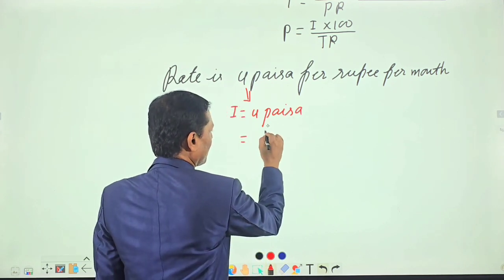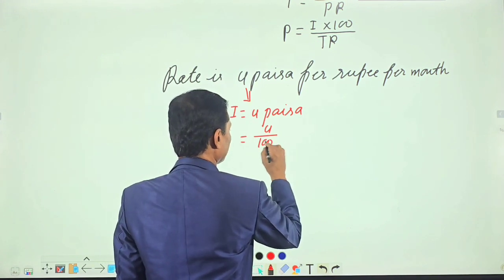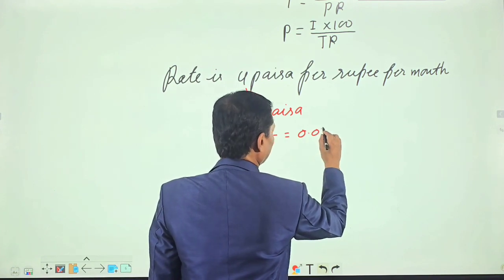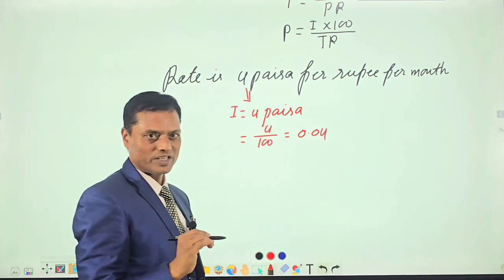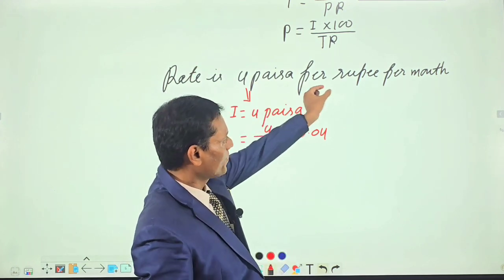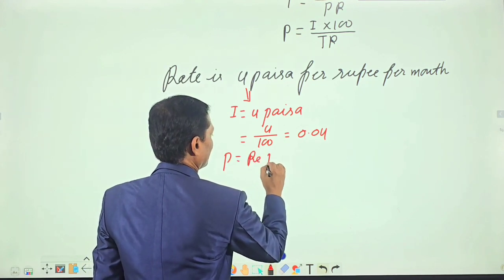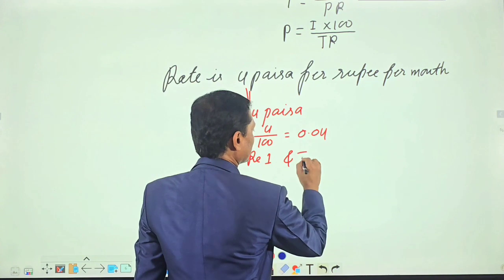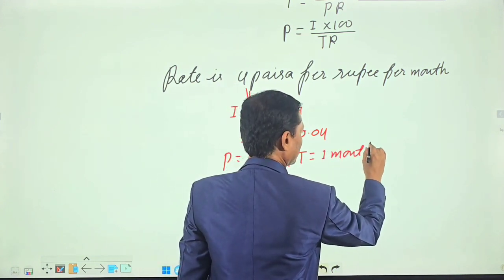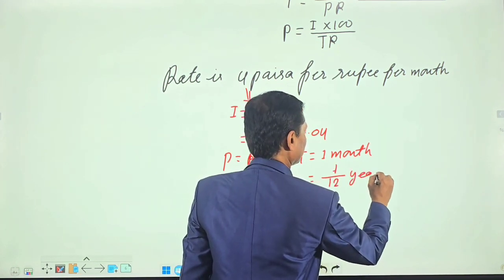and 4 paisa means 4 over 100, that becomes rupees, so we can write here 0.04, that's in rupees, not to forget that. And after that, per rupee, so here P equals 1 rupee, or Re 1, we can write, and time equals per month, that's 1 month, and 1 month equals 1 by 12, that's year, right?